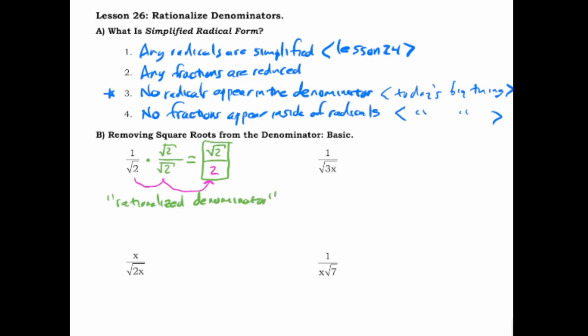Two counts as a rationalized denominator. Square root of 2 is an irrational denominator, so we're trying to get rid of that. But I mean, that's cool, right? Look at that. What a nice trick. I like that trick. Want to do it again?